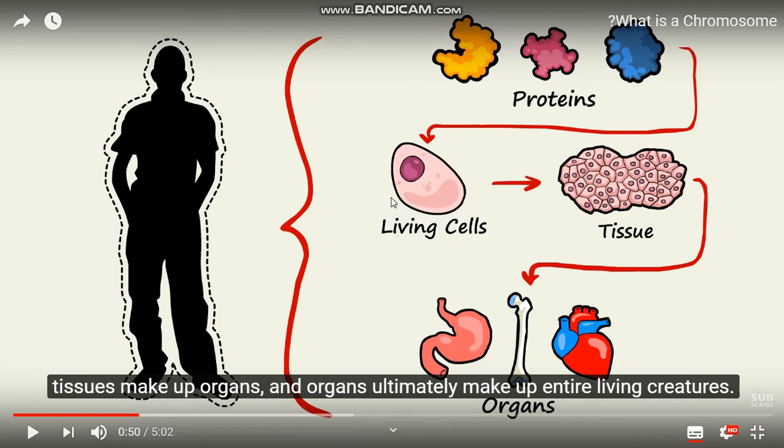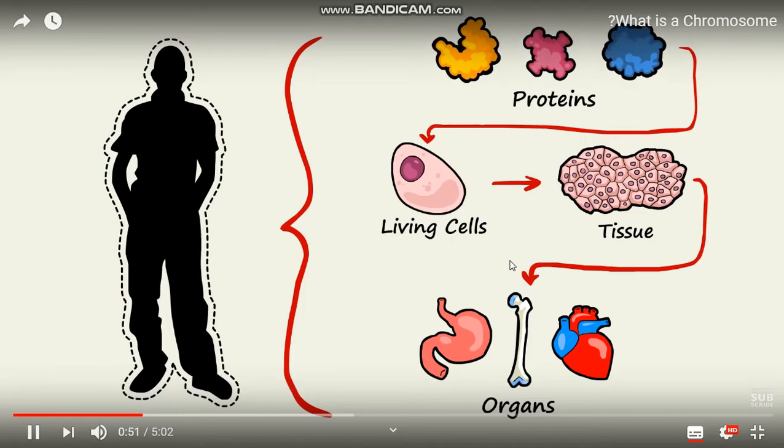So first, you have a cell, okay? In this cell, there is a nucleus. Inside this nucleus, there is DNA. Inside DNA, genes. Gene can produce protein, as you see in this picture. Protein can form living cells. Living cells connected together give me tissues. Tissues give me some organs, such as stomach, bones, and heart, which make up entire living creatures.